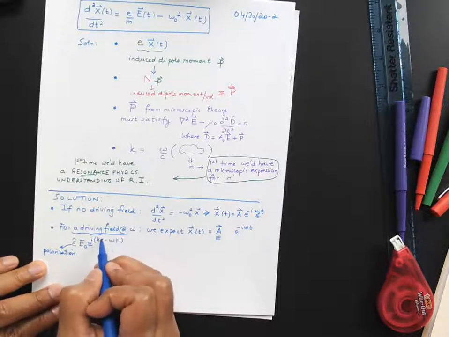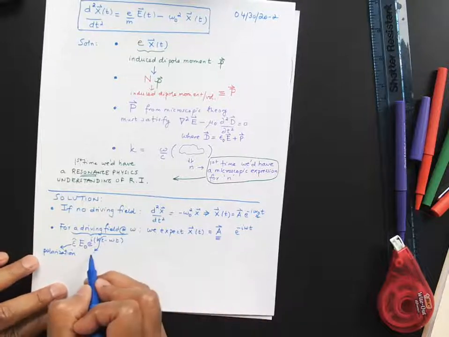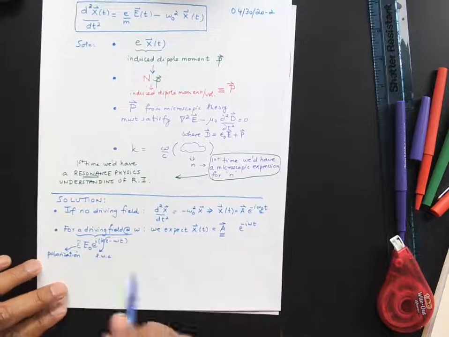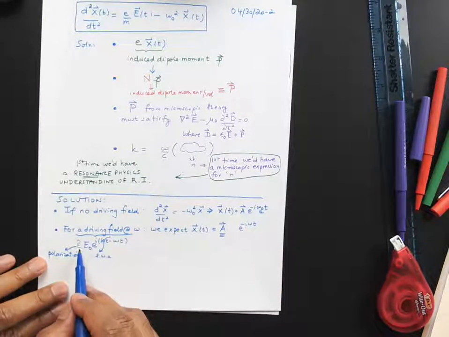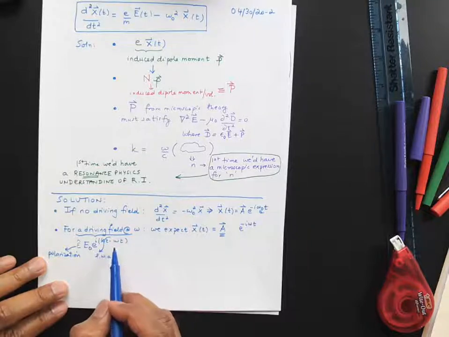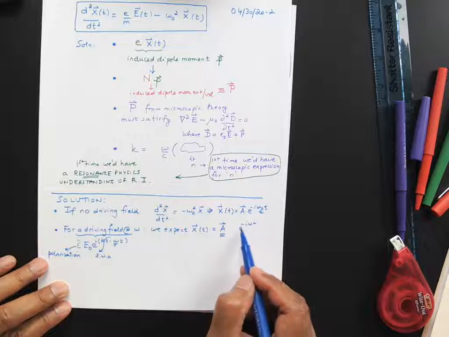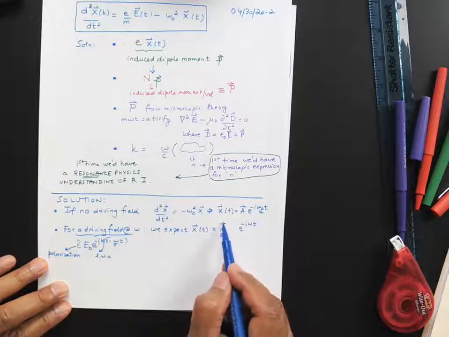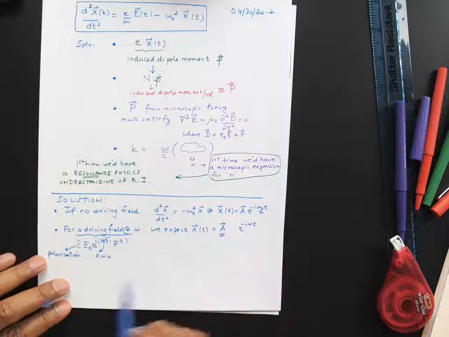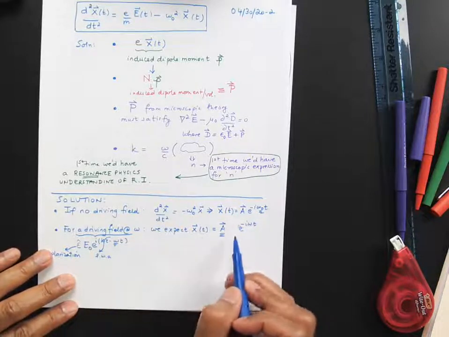But remember, this we threw away because of the long wavelength approximation, which we've discussed already. So this looks like a polarization, E naught e to the minus i omega t, right? And that omega t is the driving frequency. And then this is the response of the atom. So let's just assume this sort of solution.